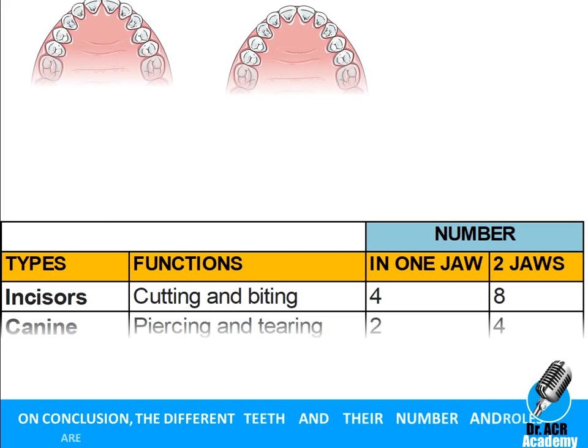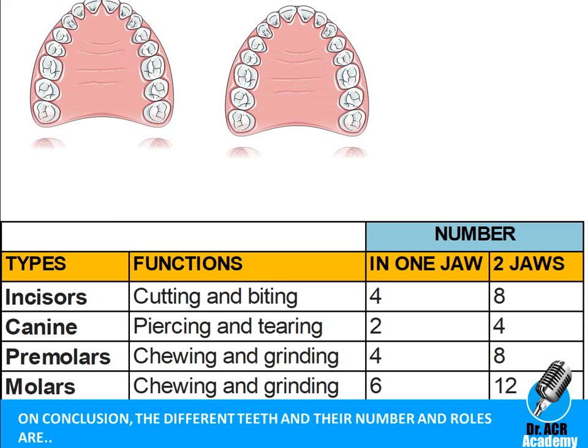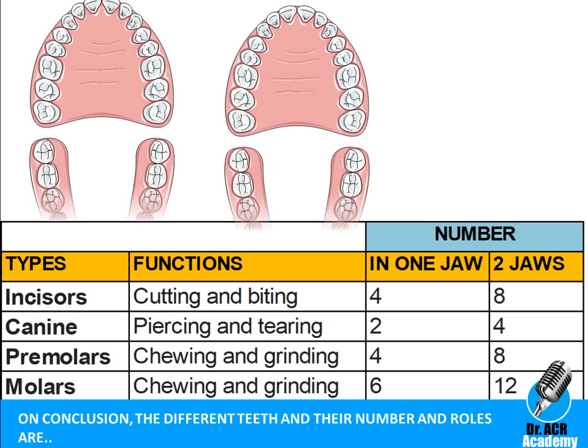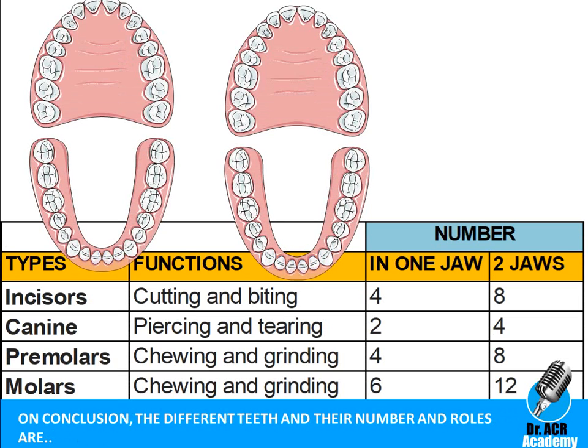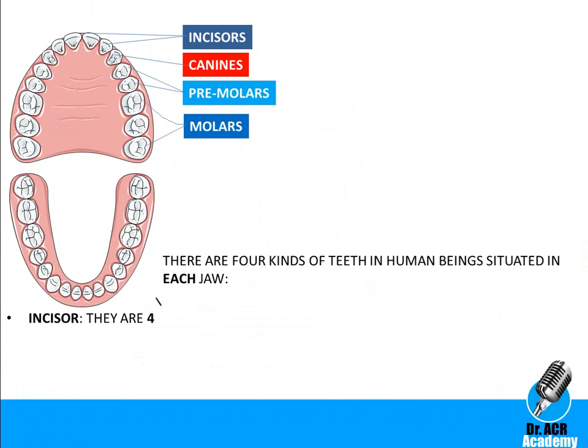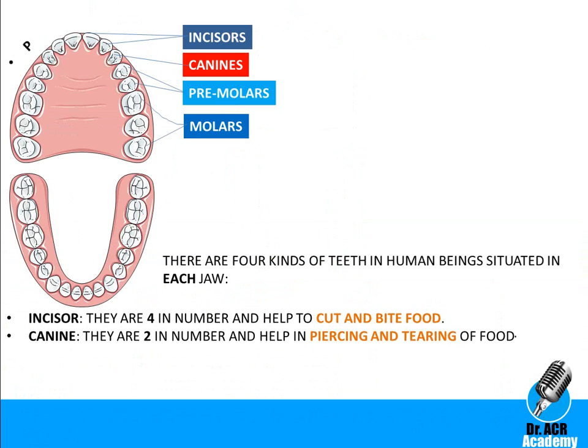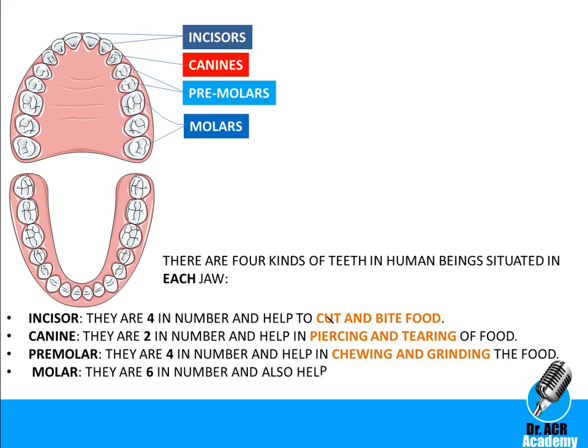In conclusion, the different teeth and their number in rows are: incisors, there are 4 in number and help to cut and bite food. Canines, there are 2 in number and help to pierce and tear food. Premolars, they are 4 in number and help in chewing and grinding of food. Molars, they are 6 in number and also help in chewing and grinding the food like premolar teeth.